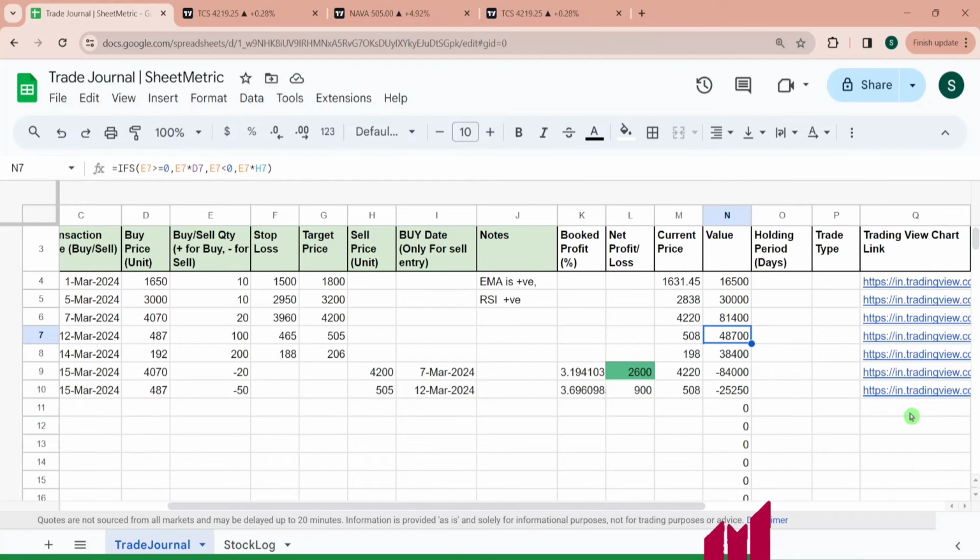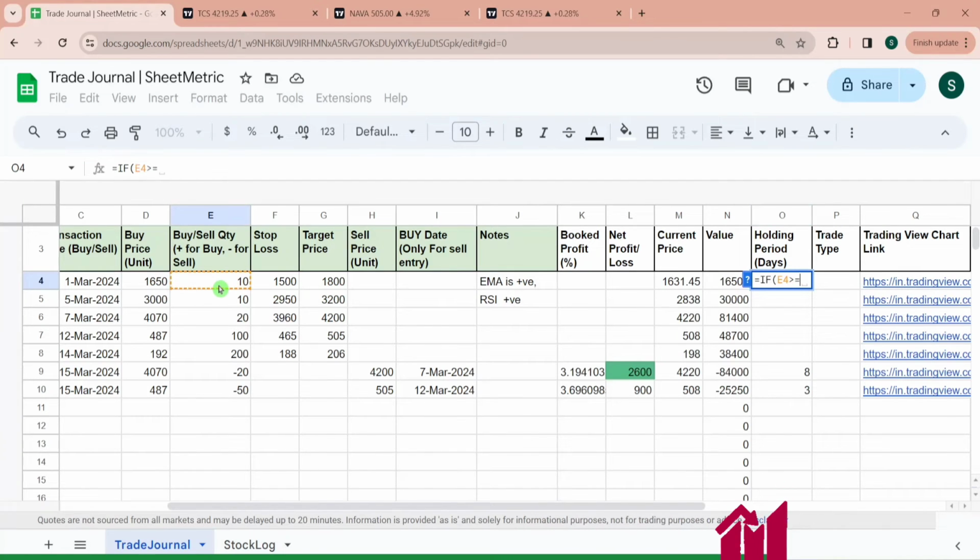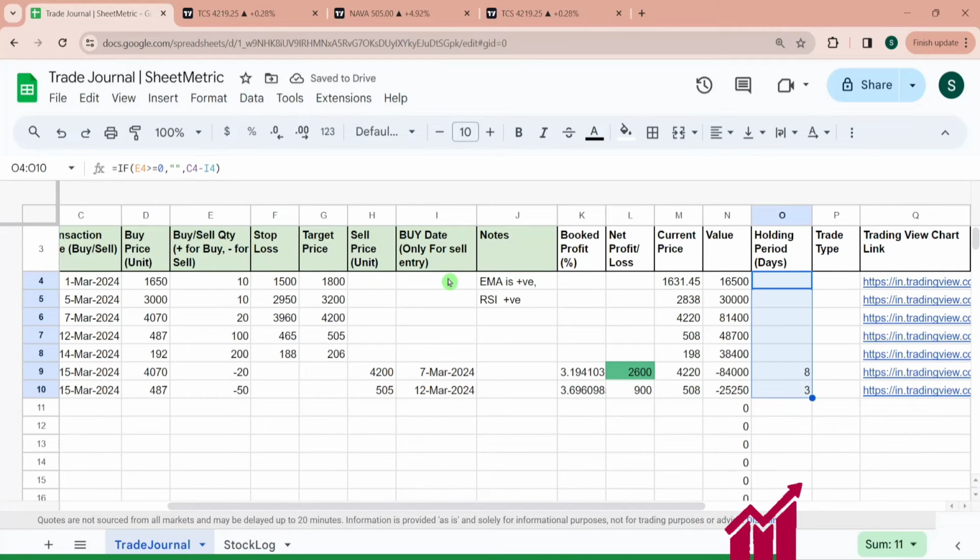Holding period you can calculate for sale transactions, for sell entries. So that would be equal to your sell date, meaning transaction date, minus buy date, and you can definitely nest it in an IF function: if this is positive, then do nothing, else this would be transaction date, meaning sell date, minus buy date, and I am dragging it down.